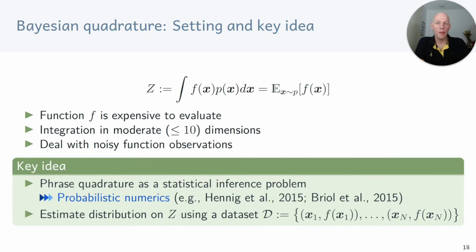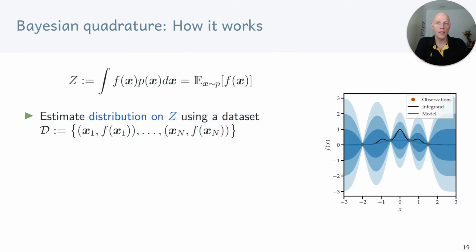The key idea behind Bayesian quadrature is to phrase integration as a statistical inference problem. This has very close connections to a field called probabilistic numerics. We estimate then the distribution of z using a dataset D consisting of nodes x1 to xn and corresponding function values. And this is how it works.